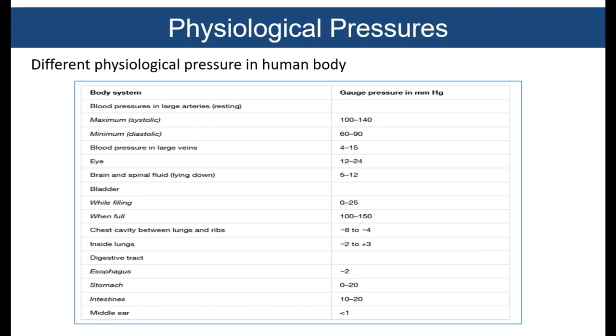Physiological pressure. In our body, there are different physiological pressures present, like blood pressure in larger arteries, blood pressure in larger veins, blood pressure in the eyes, pressure in brain and spinal fluid, pressure in the bladder in different conditions like filling and when full, pressure in the chest cavity between the lungs and ribs, pressure inside the lung, pressure in the esophagus, stomach, intestine, and middle ear. So we can clearly see from this table that there are a lot of physiological pressures present in our human body.